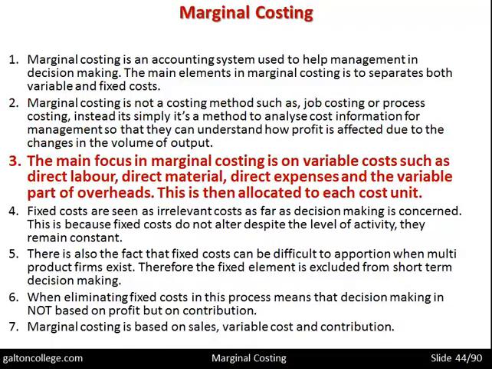The main focus in marginal costing is on variable costs such as direct labour, direct materials, direct expenses, and the variable parts of the overheads, if there are variable parts to the overheads. This is then allocated to each cost unit. So marginal costing is looking at the production of a particular product and asking how much does it cost to make that particular product. How much raw material, how much direct labour, how much expenses, and how much does it cost to make the product. That's the important consideration.